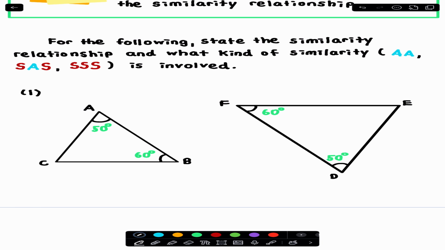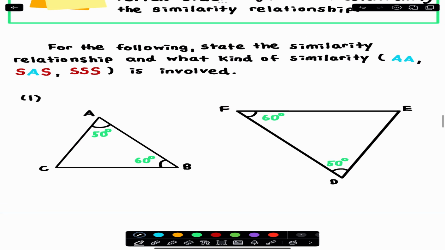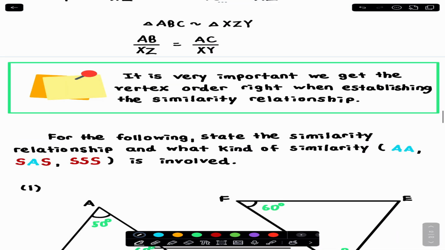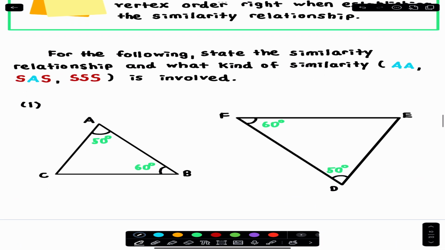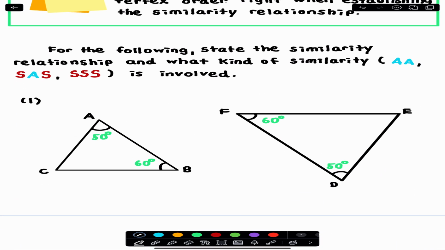That's another reason why I want you to get that practice. When you see certain setups, your mind is going to learn, okay, maybe this is involving side angle side. Maybe it's involving angle, angle. Maybe it's involving side, side, side. And you're going to get better at this the more you practice. Okay, so for the following, state the similarity relationship. That would basically just be the ratios and what kind of similarity is involved.